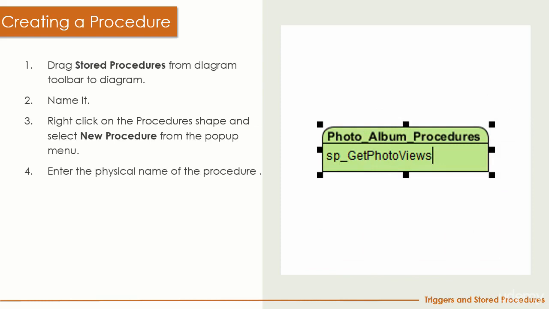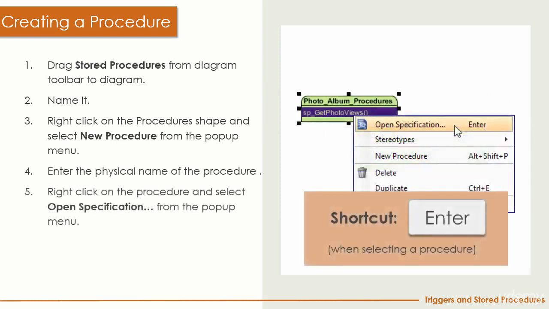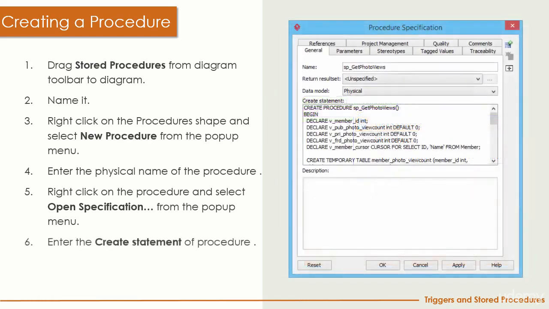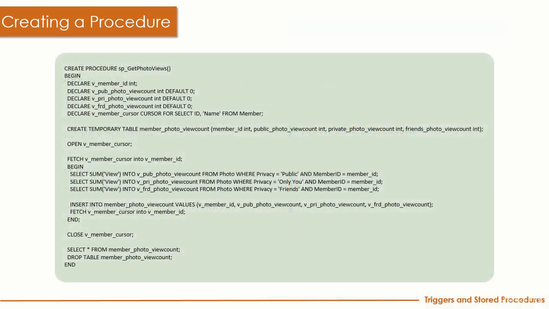Then enter the name and open the specification, or hit the enter key. Then you will see the dialog box of the specification. You can see the procedure. You can write the procedure like that. This is an example where you declare some variables and you create a temporary table.